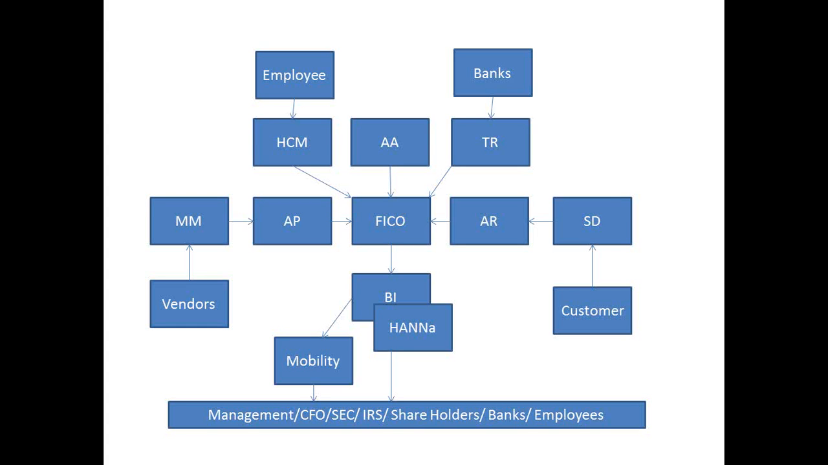This is how the entire landscape looks like. As you can see in the very center, it's the SAP FI CO. It has a lot of interfaces from AP, AR, fixed assets, treasury, HCM. So basically, if you look at one piece at a time, accounts payable, you purchase things from the vendors. Vendor sends you invoice. The invoice gets posted into accounts payable modules. All of the invoicing details will be in the AP, and AP interfaces to FICO.